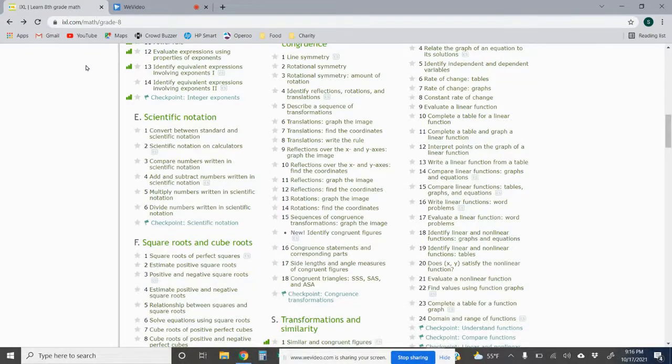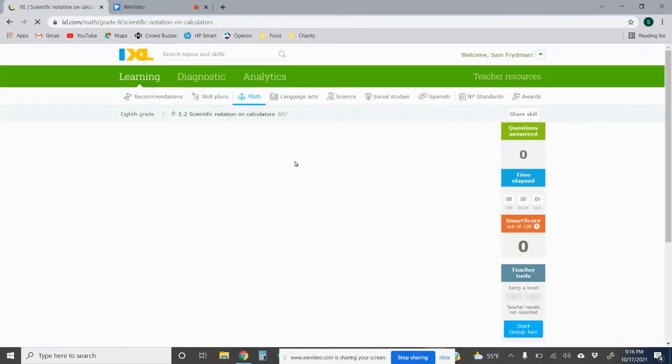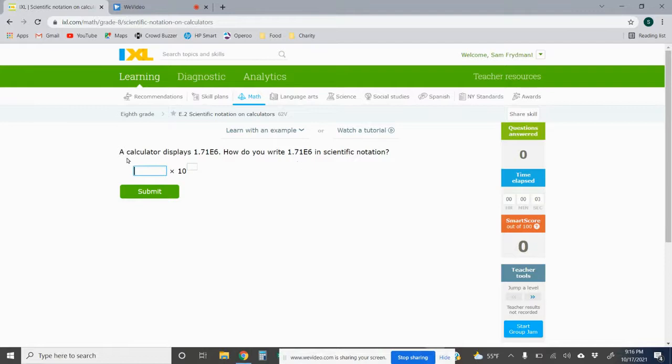Hey everybody, in this video we are going to do scientific notation on calculators. A calculator displays 1.71 E6. How do you write 1.71 E6 in scientific notation? So on some calculators it'll be written this way.